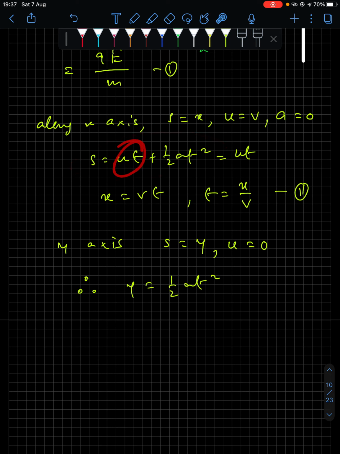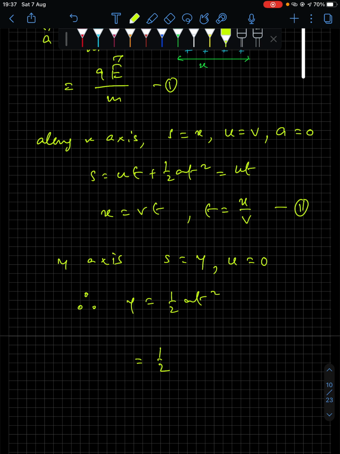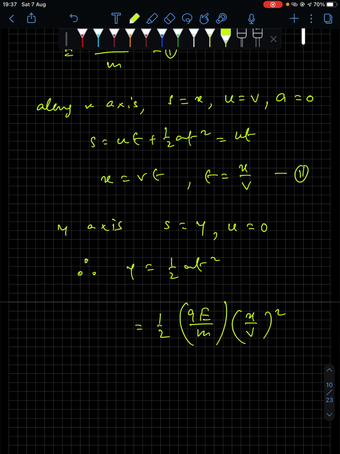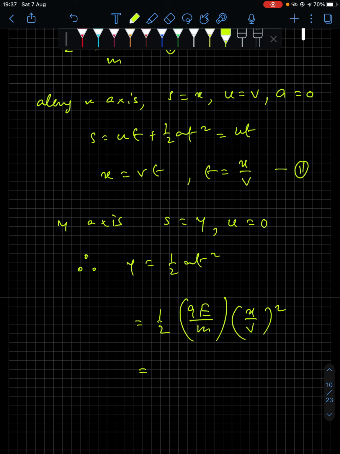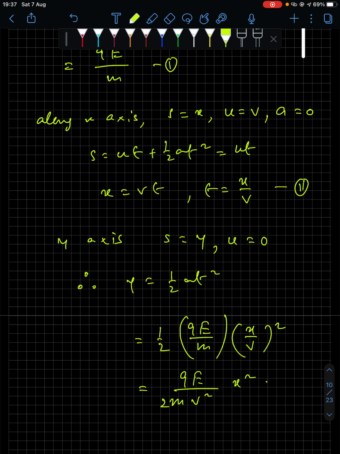If you apply this relation, s equals ut plus half a t square, since initial velocity is 0, therefore the ut component is 0, therefore s equals half of a t square, or y equals half of a t square, is what you can write, right? Now acceleration value is what we found out to be qE by m, and time square is x by v square. So by using 1 and 2, we can write down this equation as qE by m times 1 by 2 v square times x square.